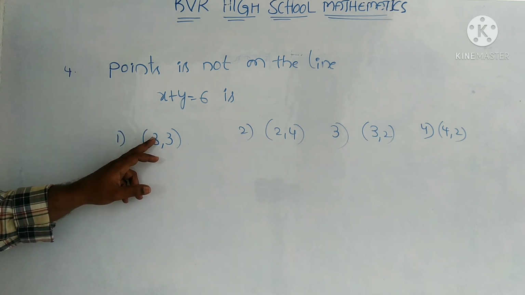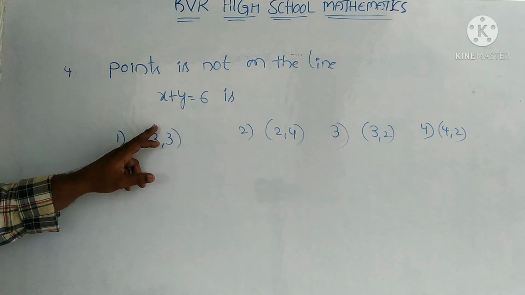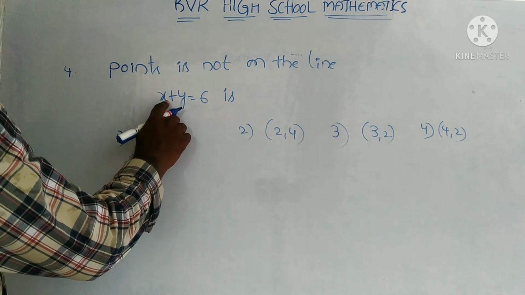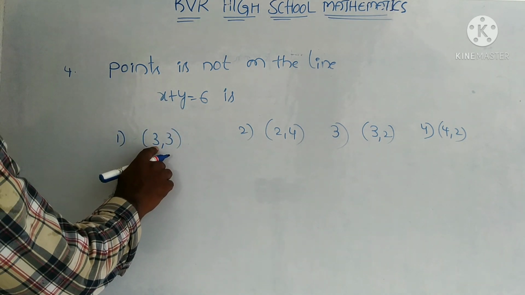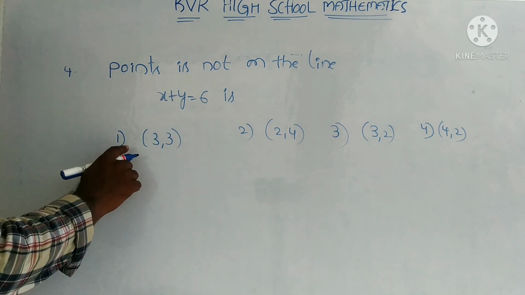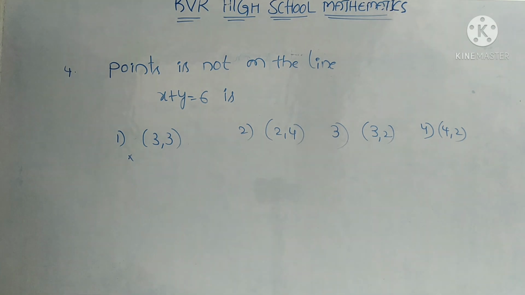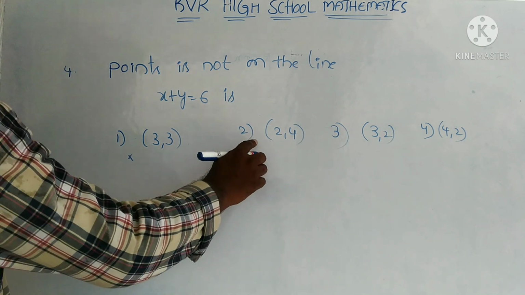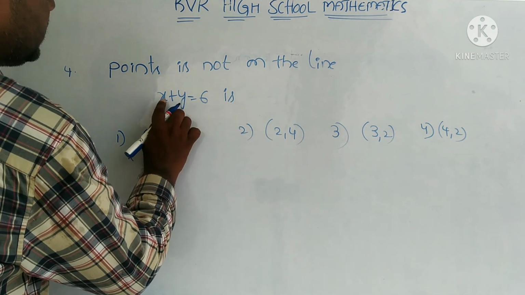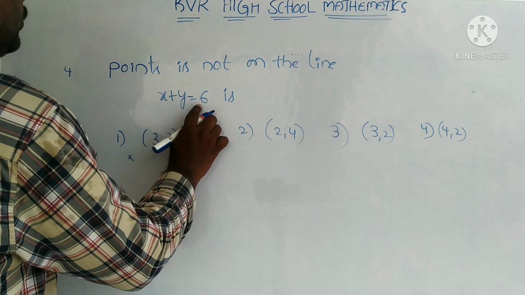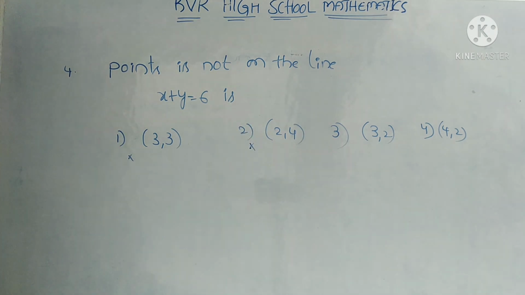First option, (3, 3): 3 plus 3 equals 6. So (3, 3) lies on the given line. So the first option is not the answer; (3, 3) must lie on the line. Next (2, 4): x value 2, y value 4. 2 plus 4 is 6. So this point also lies on the given line.